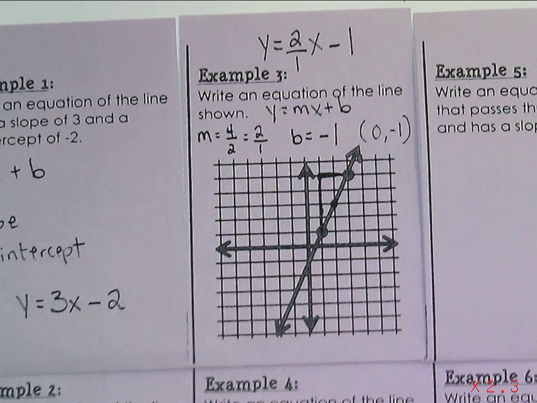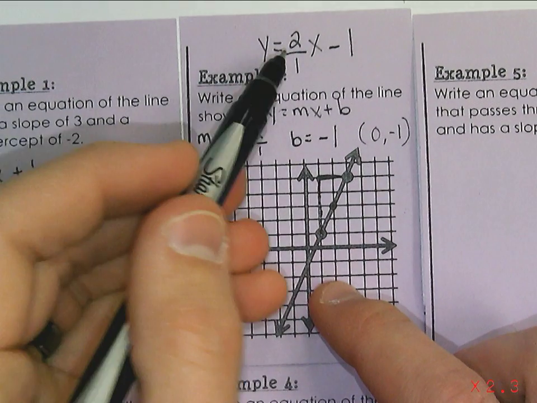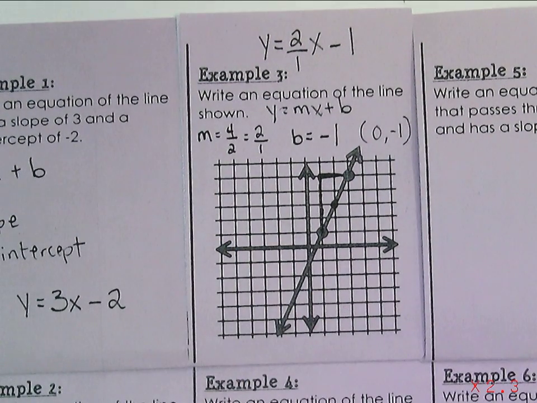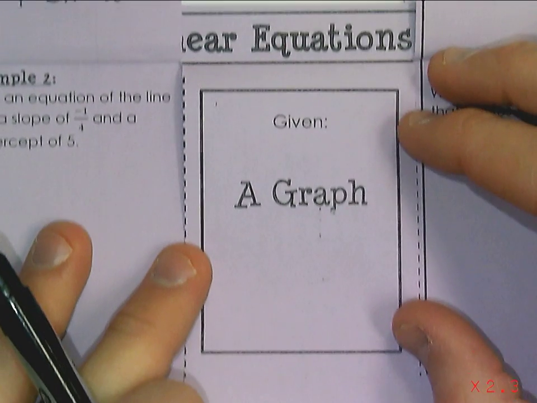So the steps here include finding the slope using the 2 points that you're given on the graph, and then identifying your y-intercept and filling in those pieces, or substituting those numbers into the equation and writing it. So that one was given a graph.